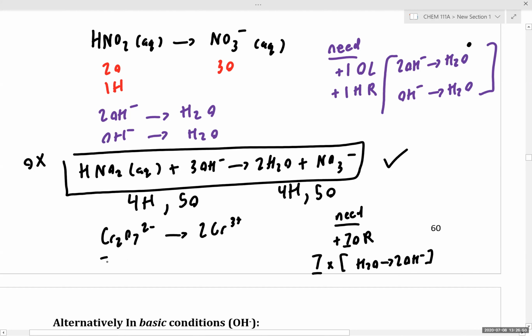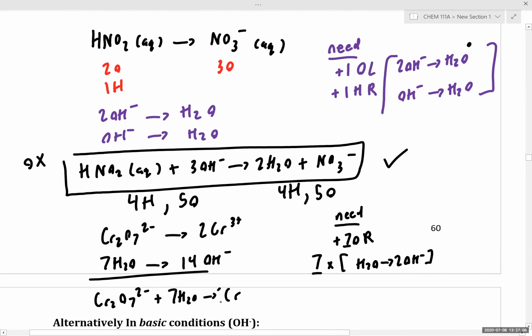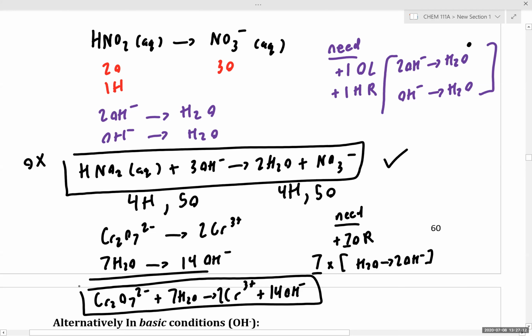So let's add 7 H2O leads to 14 OH minus. And if we add our equation together, we have Cr2O7 2- plus 7 H2O leads to 2 chromium 3+ plus 14 OH minus. So this is our reduction half reaction under basic conditions.